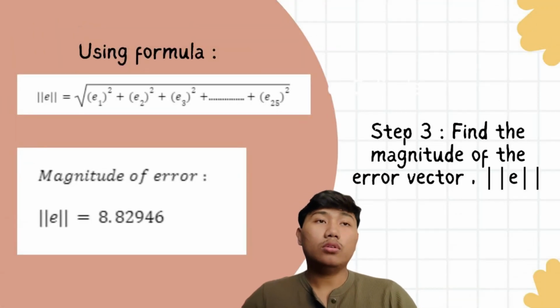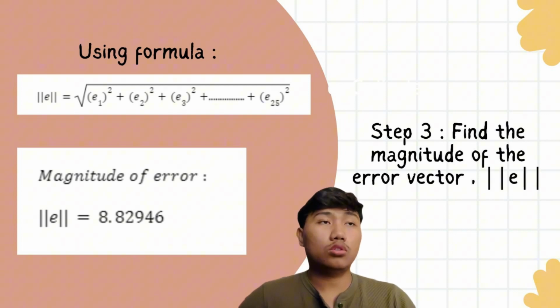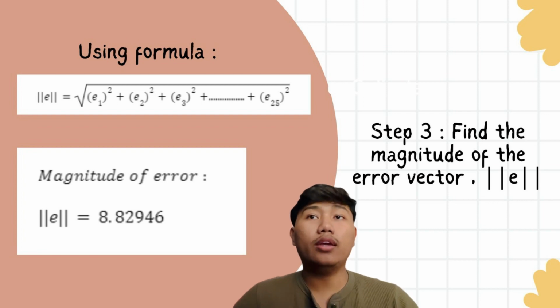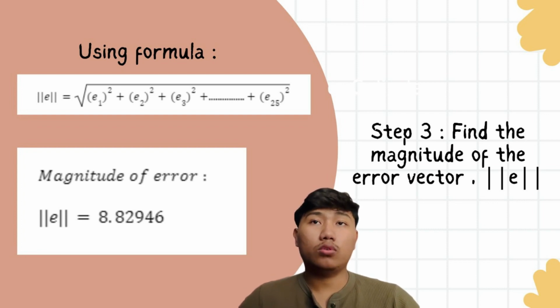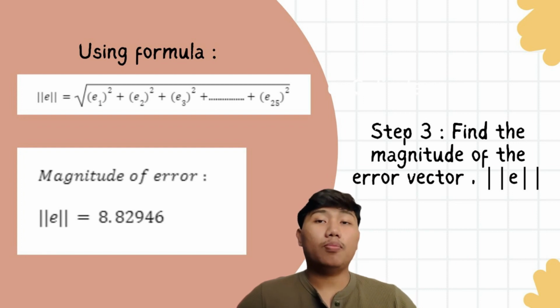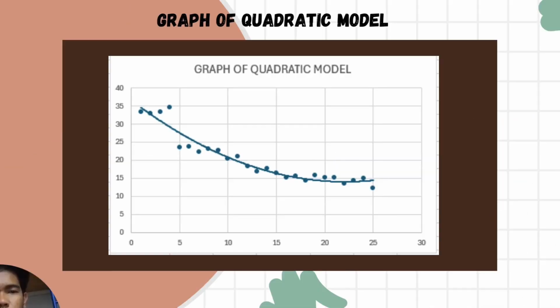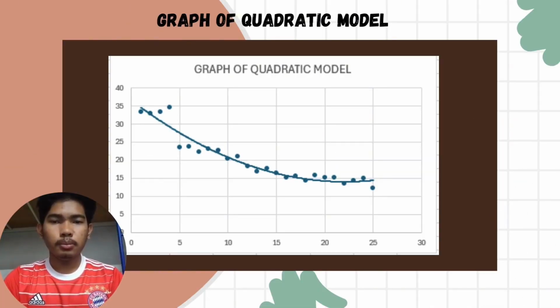From the E value, we go to step 3, which is to find the magnitude of the error vector. Using the formula, magnitude of error vector equal to the square root of E1 squared plus E2 squared plus E3 squared until E25 squared. And then we get the final answer for the magnitude of the error vector, which is 8.82946.